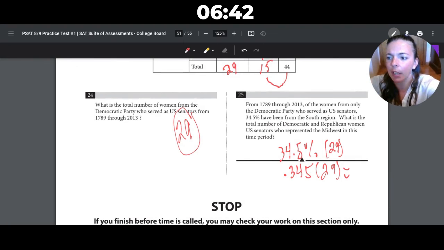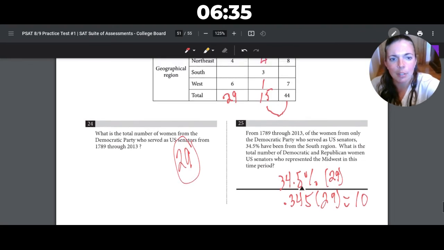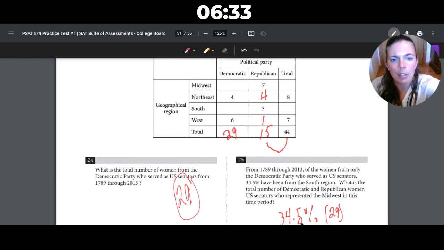Okay, so go ahead and plug this right into your calculator. Okay, so when you plug this into your calculator, you should find that you get 10. So 10 women are from the South region. So let's plug that in here. Okay, so it looks like I can find everything else now. So 10 plus 3 is 13.